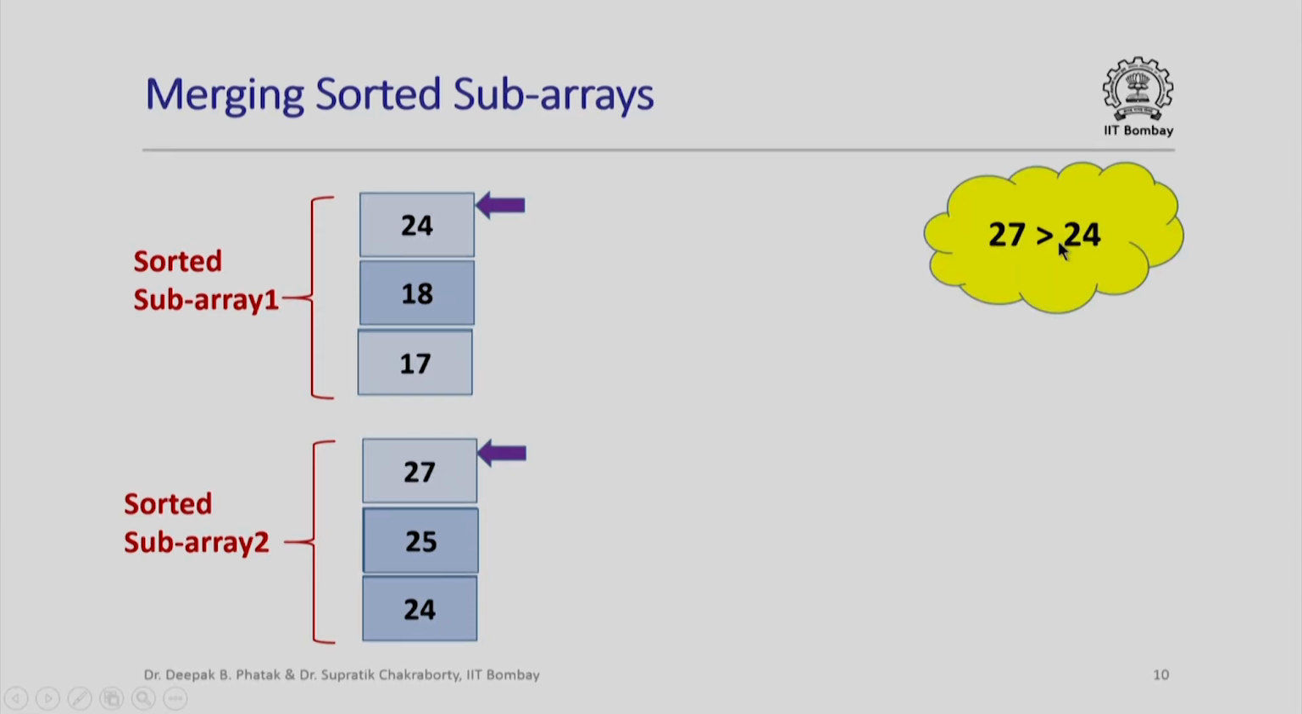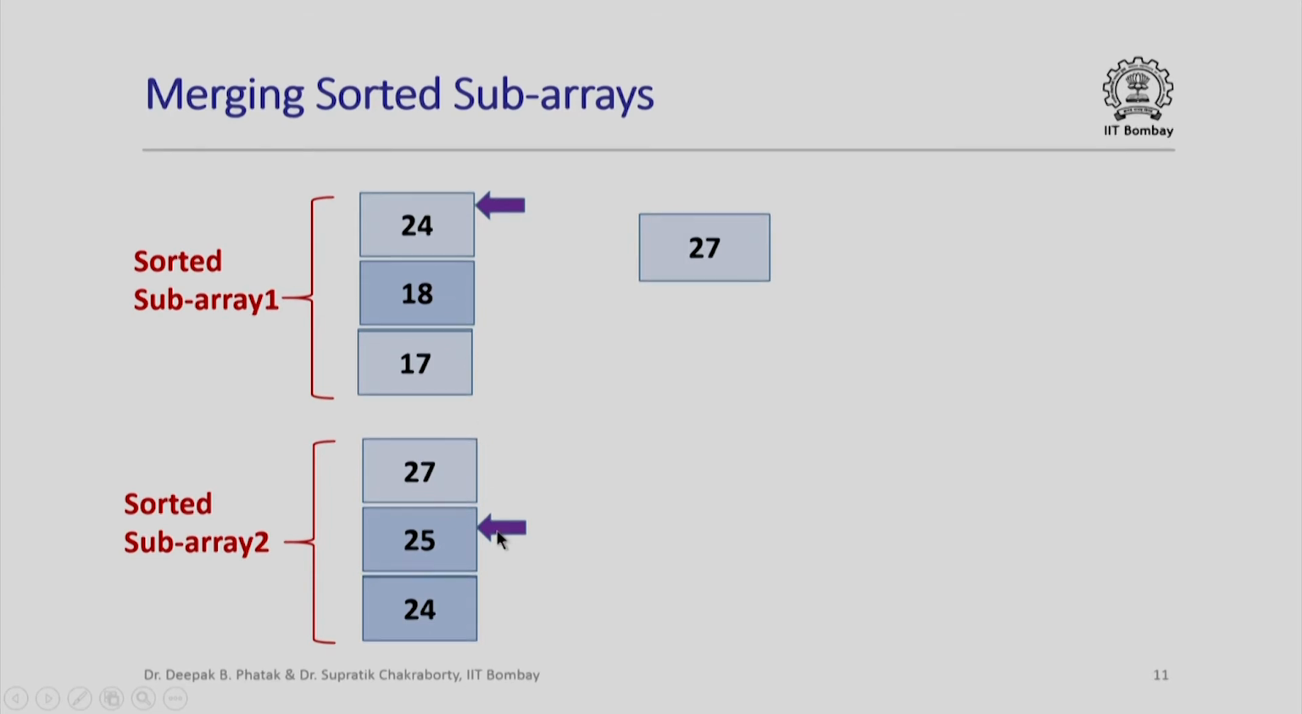In this case 27 is greater than 24. So since this is the largest element in this subarray and that is already greater than the largest element in the other subarray, this must be the largest element in the entire array, and so I can now put it at the topmost position in the entire sorted array. Once I have done that, I can increment my index to point to the next highest element in this sorted subarray. While the other index stays where it was, since we have not yet been able to transfer that number to the sorted array.